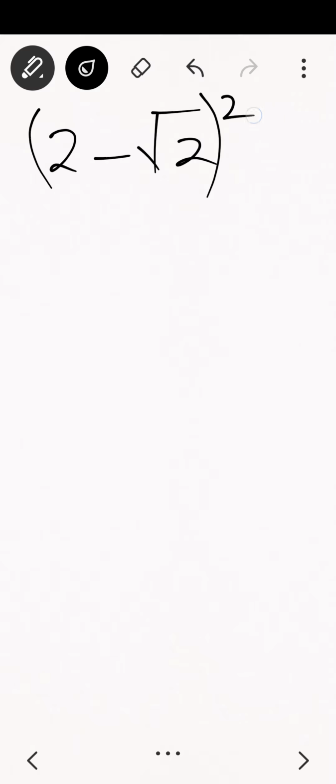Now there are some instances where you can be asked to evaluate some sets which are not in a form that is familiar. For example, you can be asked to simplify a set like 2 minus root 2 to the power 2.